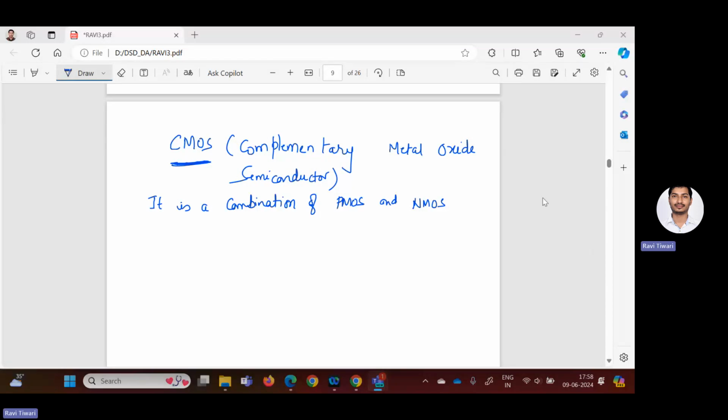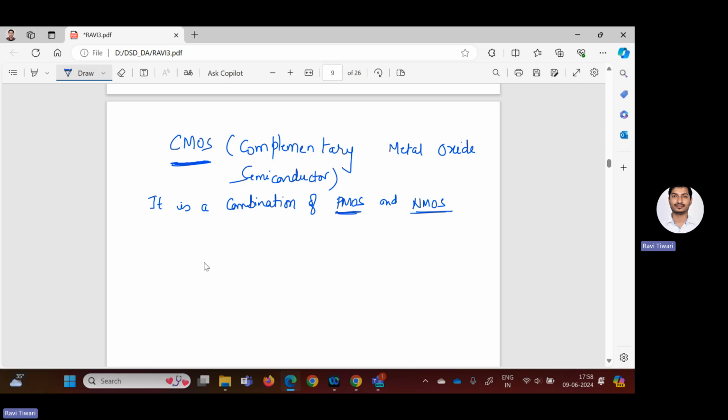Hello everyone. In this lecture, we will see complementary metal oxide semiconductor, and generally we use the term CMOS to indicate complementary MOSFET. CMOS is a combination of PMOS and NMOS. Okay, so CMOS is a combination of P-type MOSFET and N-type MOSFET.